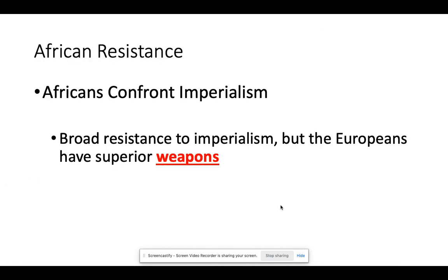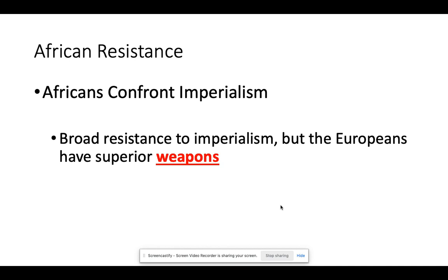Resistance. You're going to find resistance anytime a group of people come in to try to take over. There was resistance in Southeast Asia. We have resistance here in Africa. We're going to see it in India, in China, in Japan. And we're actually going to see Japan take a little different approach than what has happened in the other countries and on the other continents. So Africans are going to confront imperialism, and we're going to see a lot of resistance.